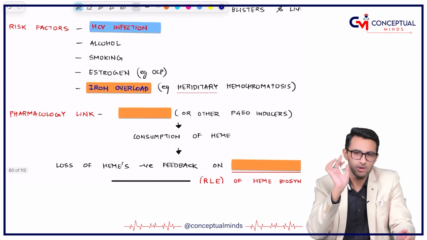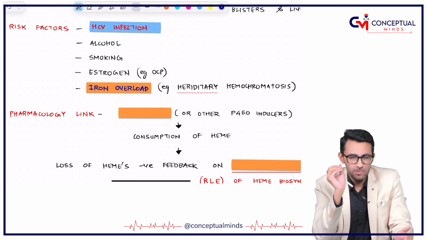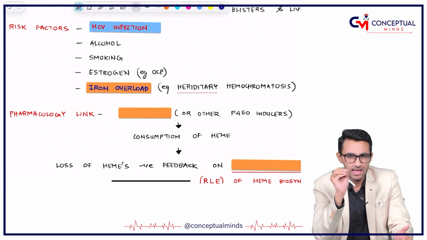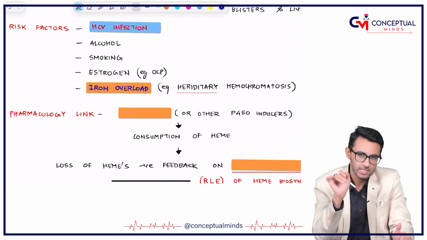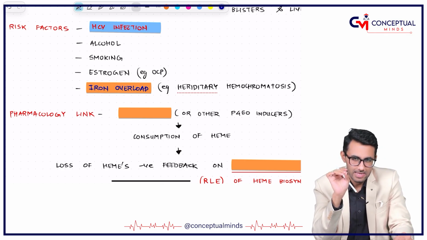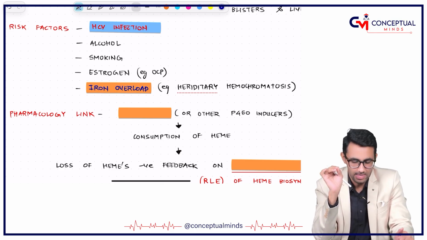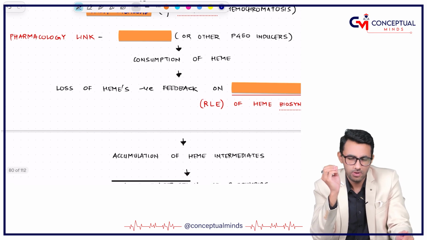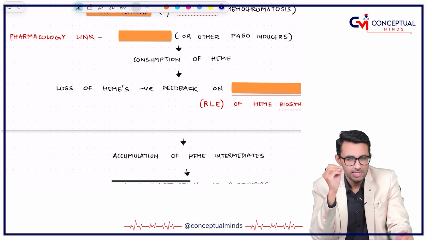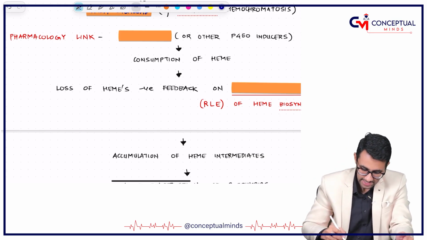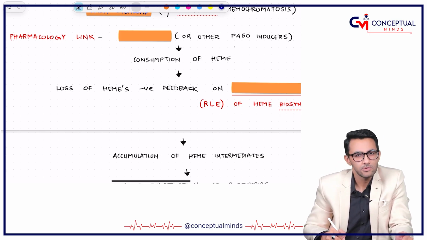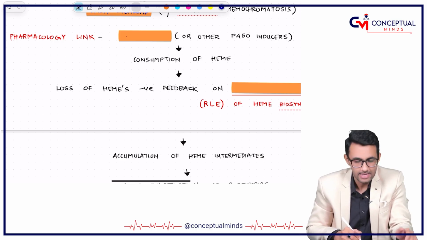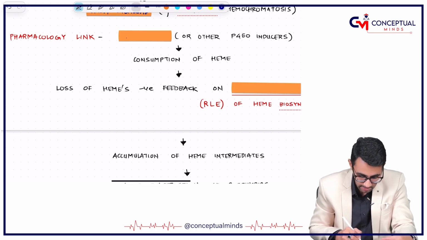Now we are done with the risk factors. Now comes the interesting point. If you give me your next 5 minutes, I'm pretty sure I'll make this topic one of the easiest ones. So let us begin with one example, the pharma link. There are a lot of classes in pharma, but one particular class is the P450 inducers. For example, in our case, we are just mentioning the barbiturates.